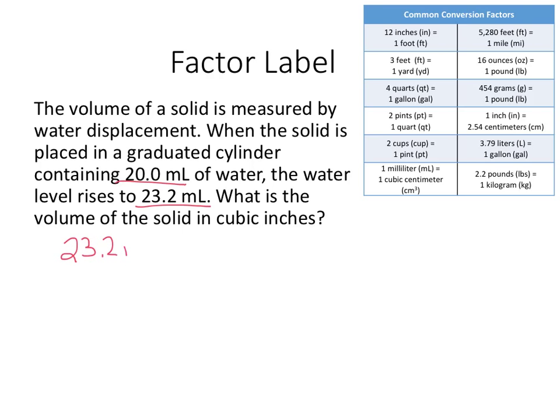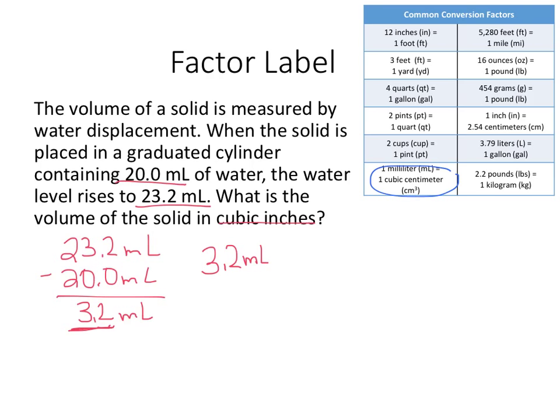23.2 milliliters minus 20, which is just the water, gives me 3.2. When you're looking at significant figures for subtracting, you're looking at places past the decimal. This number has 1 place past the decimal just like the other 2. So this is a correct number of significant figures, 2 total. So I've got 3.2 milliliters. I'm going to try to change that to cubic inches.